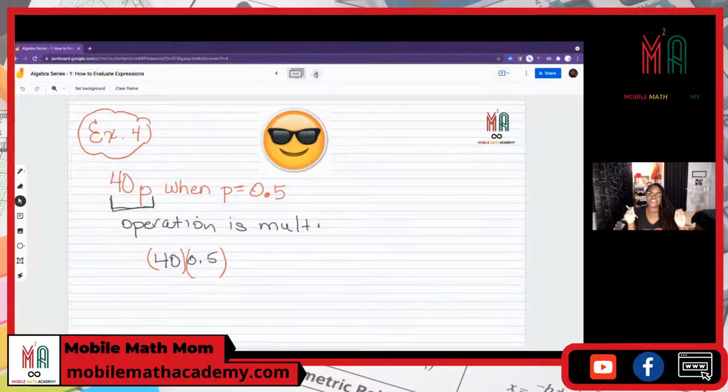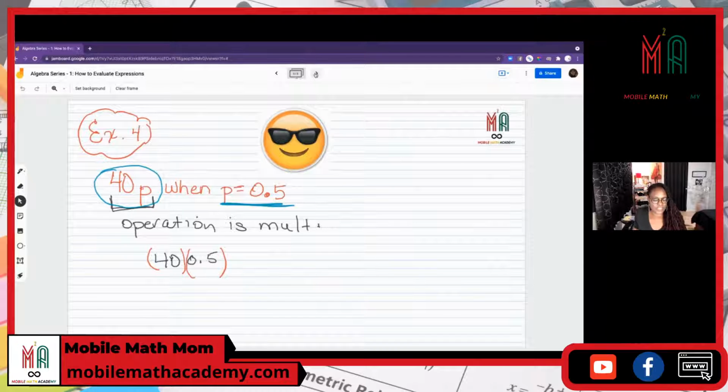This is new. So whenever you see a variable and a number next to one another, that does not mean just drop that number into the P and it becomes 44 or 400.5. No, that's not what it means. What it means is that 40 gets multiplied times 0.5. Okay, so whenever a variable and number are together, that means multiplication, right? All right, so let's multiply 40 times 0.5. Well, 0.5 is the same as 1/2, right?